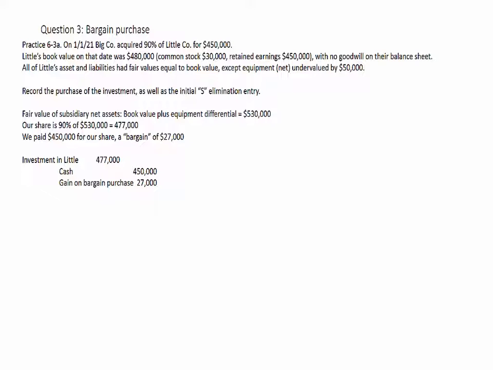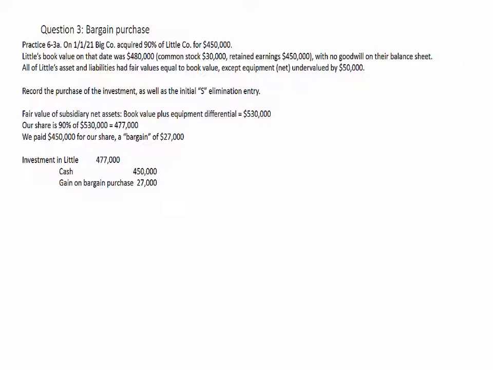So we have that on January 1st, 2021, Big Company acquired 90% of Little Company for $450,000. Little's book value on that date was $480,000, and there's no goodwill on their balance sheet. All of Little's assets and liabilities had fair values equal to book value except for equipment, net undervalued by $50,000.